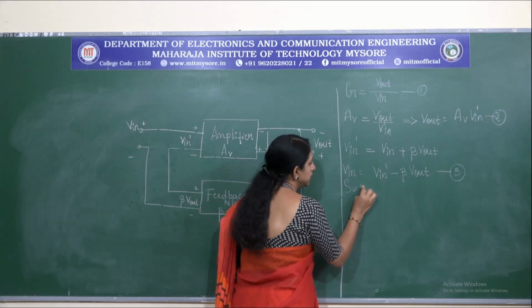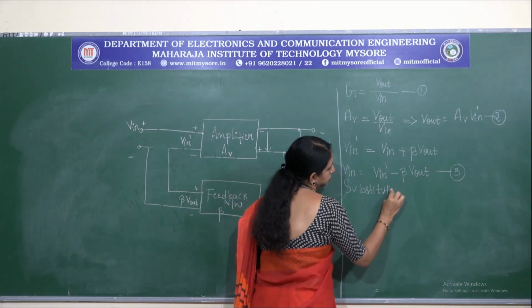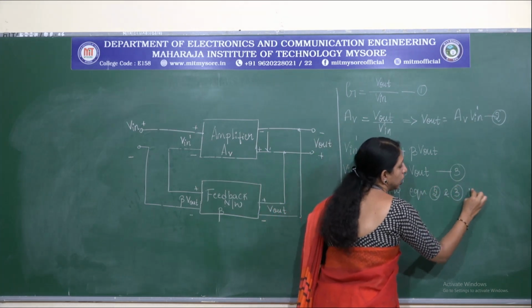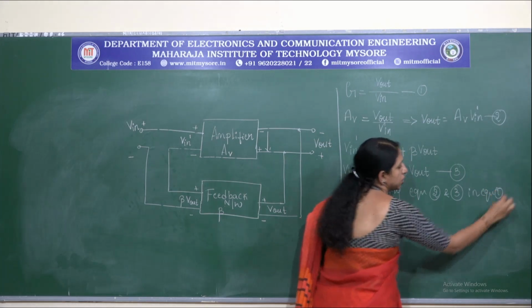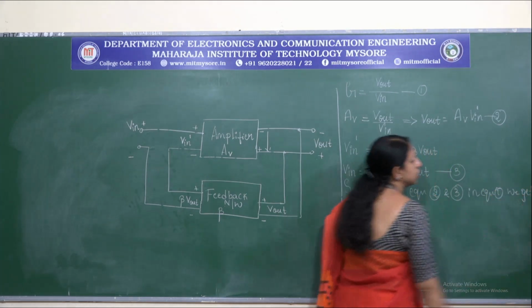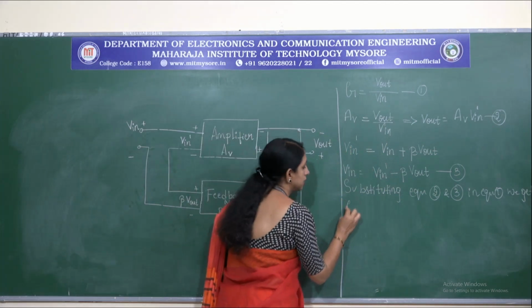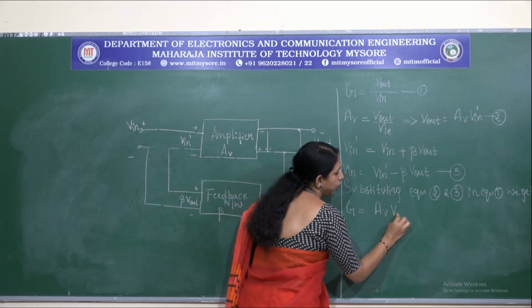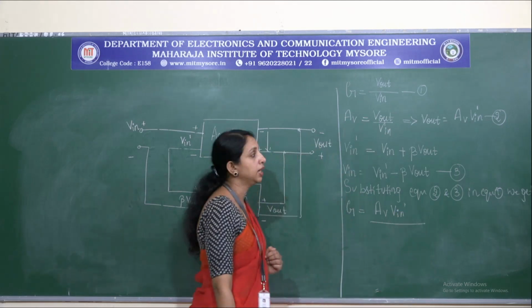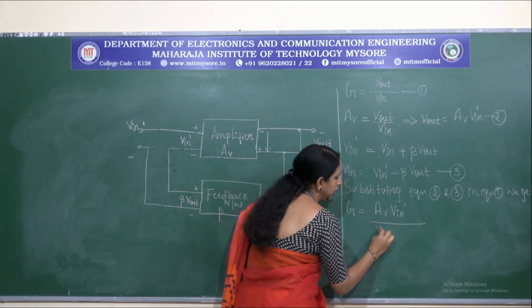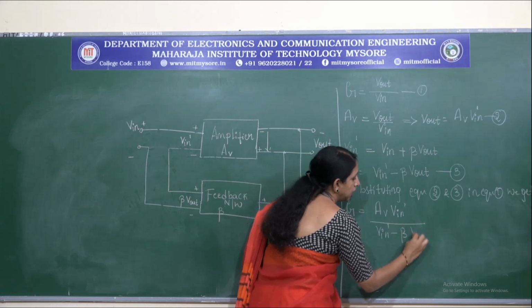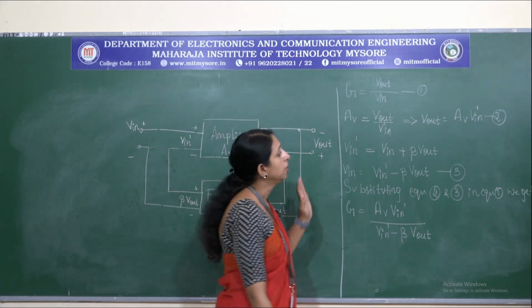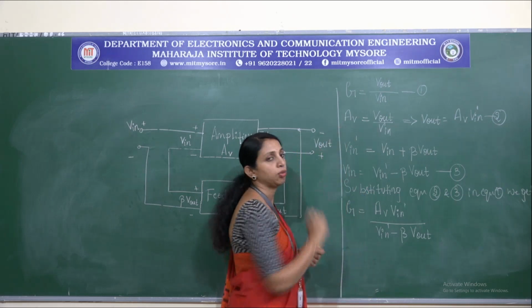That is, I will go for a substitution: substituting equation 2 and 3 in equation 1. So what happens to the equation of overall gain now? It is capital G is equal to V out, which is AV into V in dash, divided by V in, and V in is V in dash minus beta into V out. This is a simple substitution we got by substituting equation 2 and 3 in equation number 1.